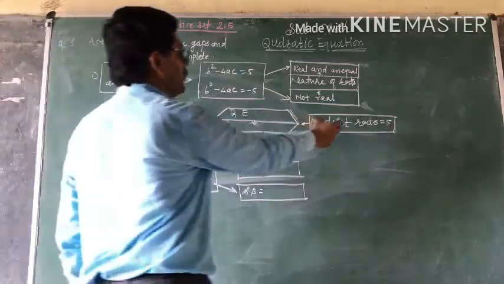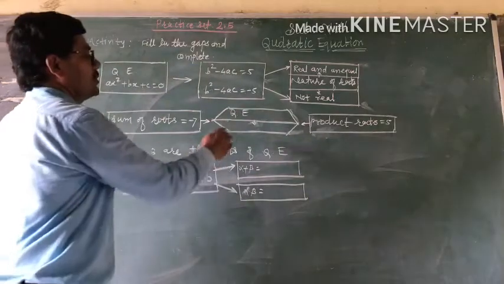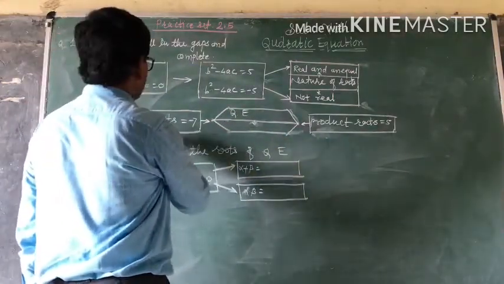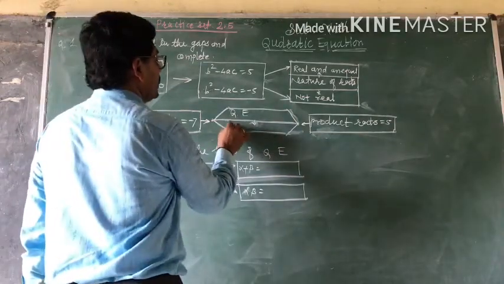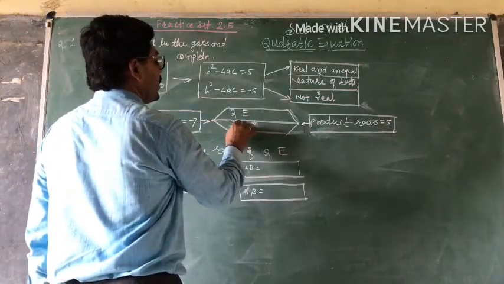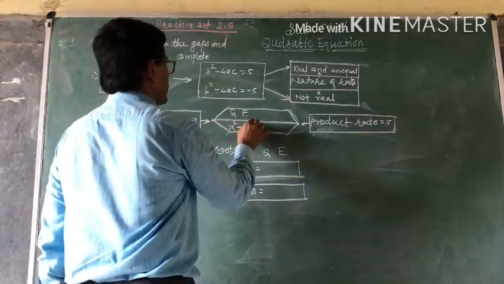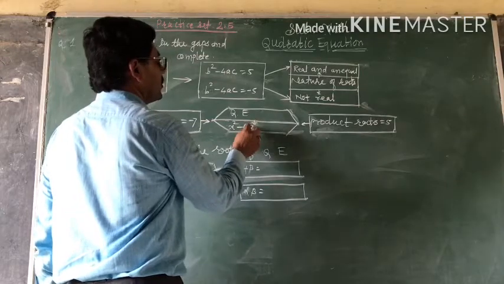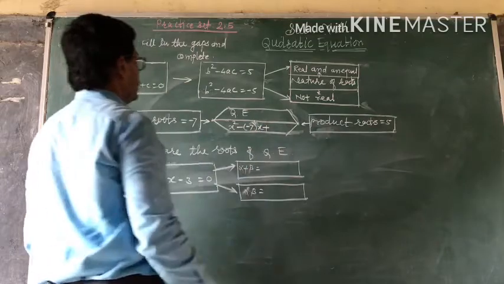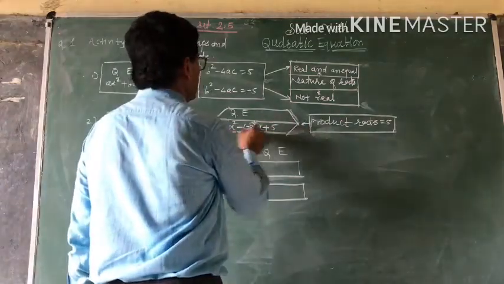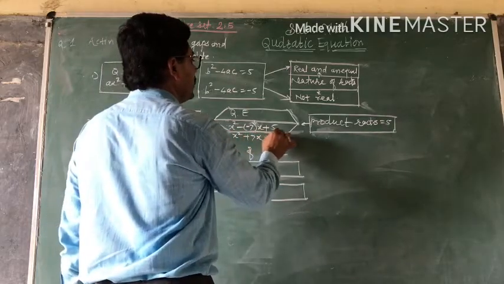And the second example: the sum of the roots, alpha plus beta, is equal to minus 7, and the product of the roots, alpha into beta, is equal to 5. Then what is the quadratic equation? You know, if the sum and product of roots are given, then the quadratic equation is x square minus (sum of the roots) x plus the product of the roots. The sum of the roots is minus 7 and the product is 5. So this equation is x square plus 7x plus 5.